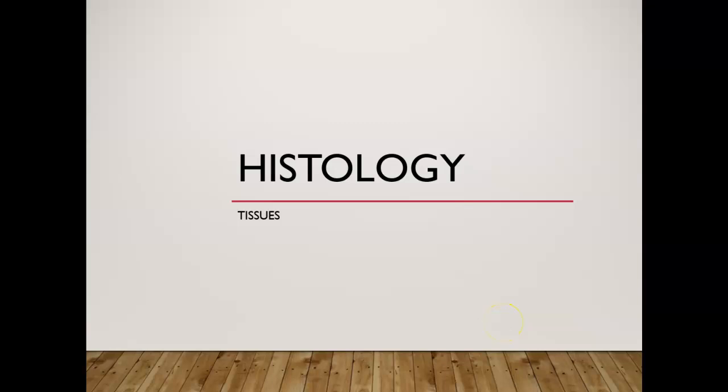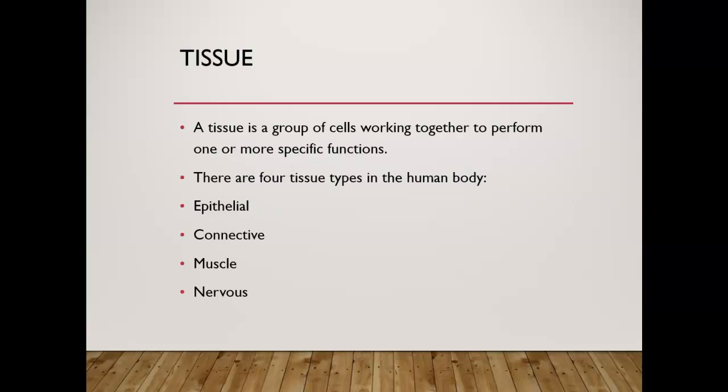Histology is the study of tissues. Cells come together to form tissues. Tissues form organs. Organs form organ systems. Organ systems form organisms. So we're looking at this second layer in the hierarchy of life. And so what are your types of tissues? There's 4 types: epithelial, connective, muscle, and nervous.